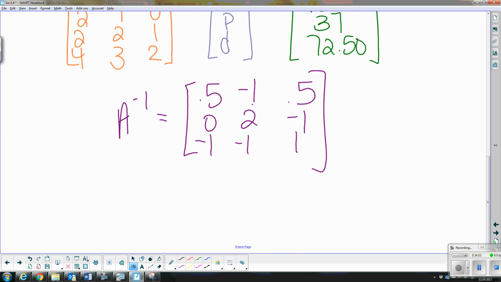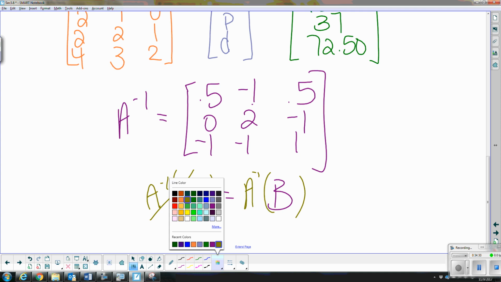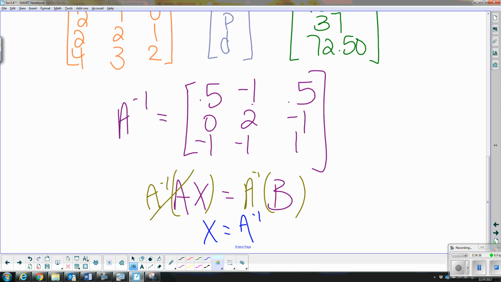Now our next step is to multiply both sides by the inverse matrix. Now we know that if we multiply the left side of the matrix equation, AX, by A to the -1, or the inverse of A, we are just going to get X. So we get X equals the inverse of A times B. So now let's just do the inverse of A times B.